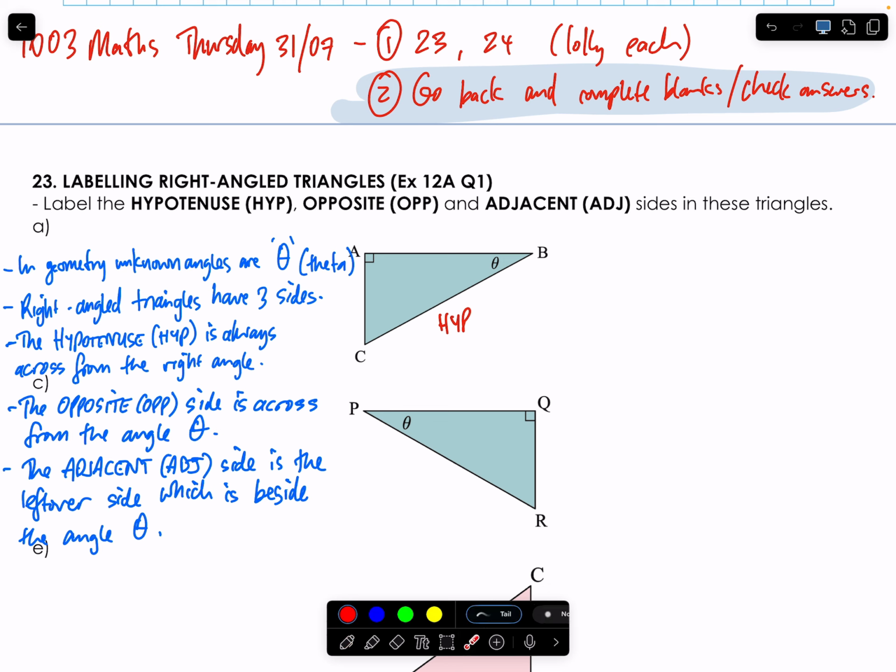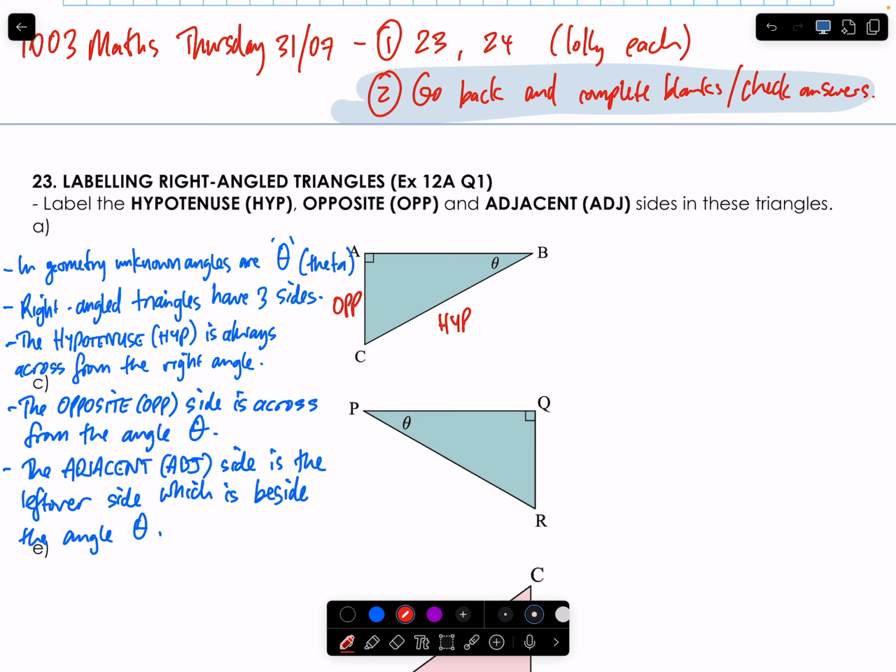The other two sides. The opposite side, OPP, is across from the angle theta. So I've already labeled hypotenuse here. Which of these two sides, AC or AB, is across from theta? AC. So you label AC, opposite, and there's only one left over.